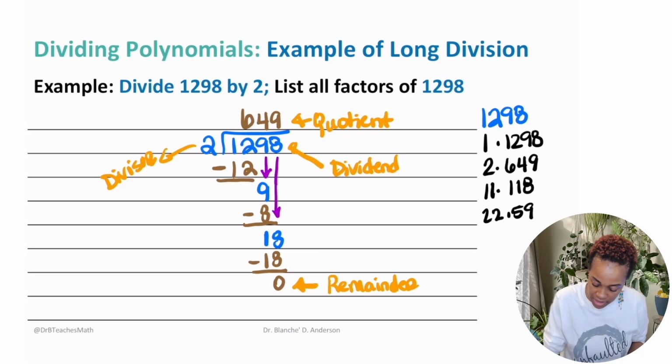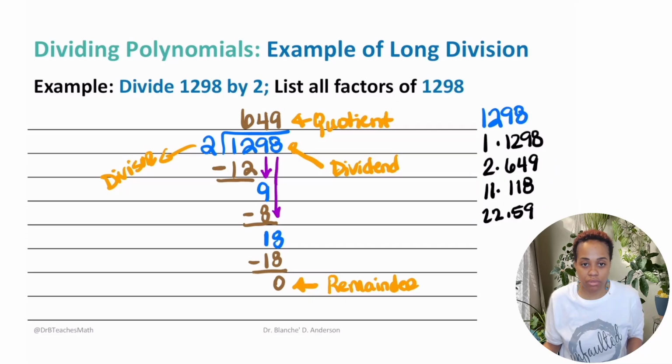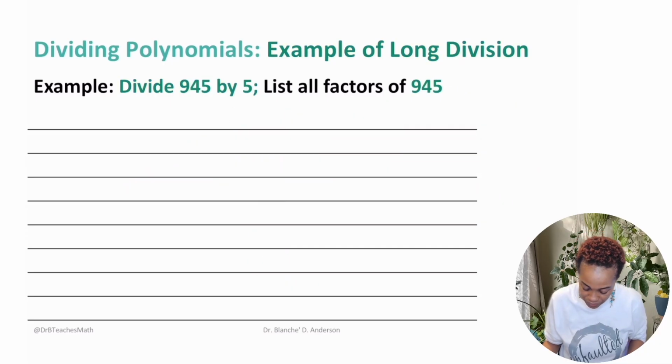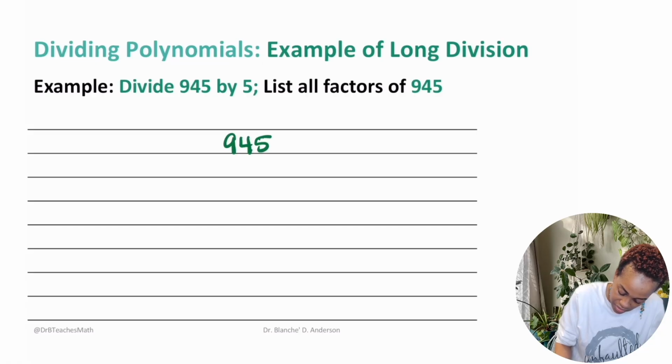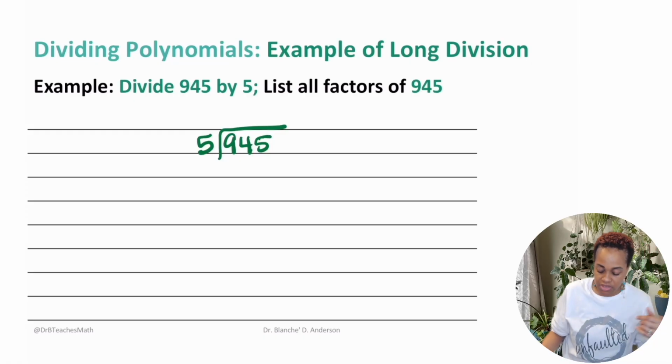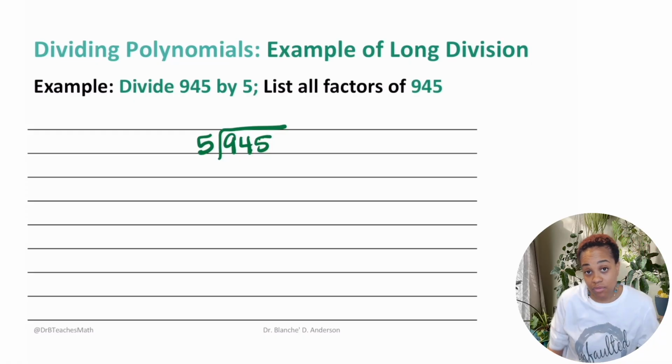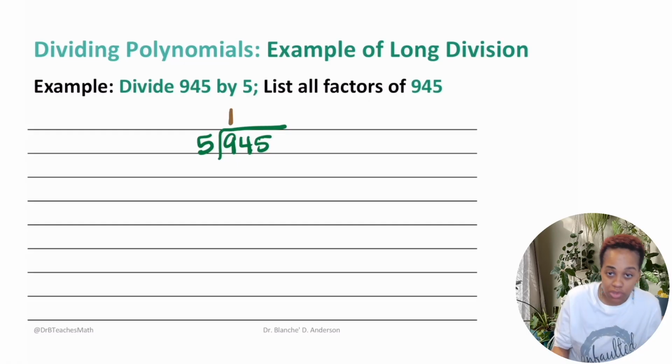That means that if I take 1298 and I divide it by all of these numbers here, I should get a remainder of 0. Okay, let's do another one. 945. Woo, 945 divided by 5. So you would say, okay, how many times does 5 go into 9? 5 would go into 9 how many times? One time? You would say 1 times 5 is 5. 1 times 5 is 5.